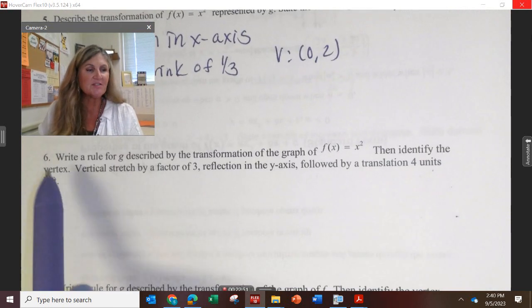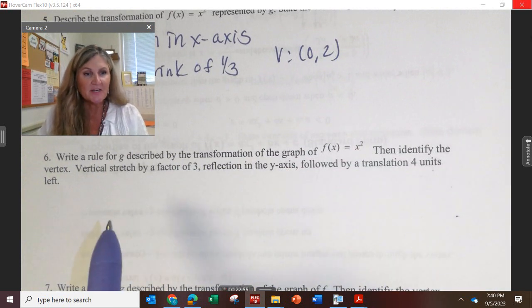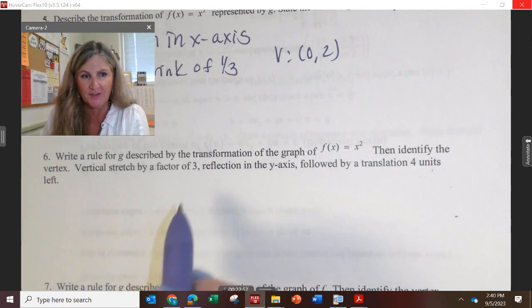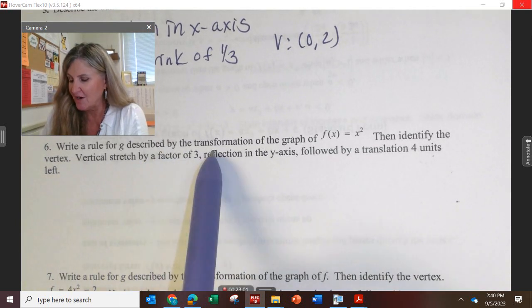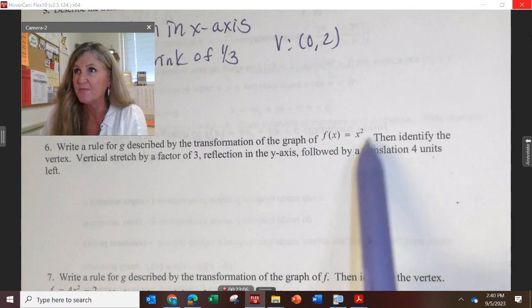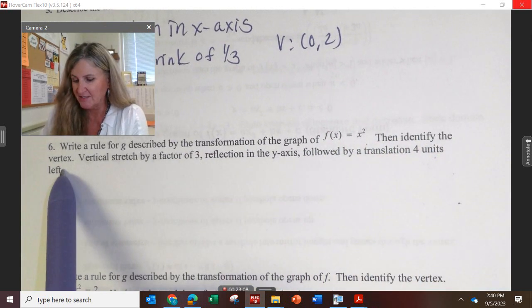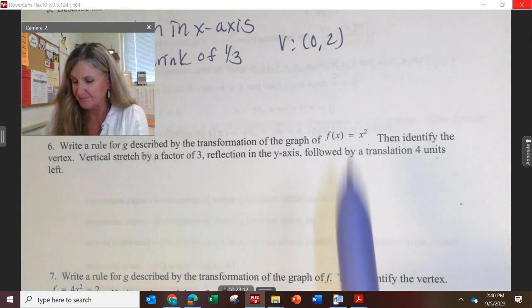All right, let's do number 6. Guys, this is the hardest one here, 6 and 7. So I'm going to do 6 with you, and then we'll see if you can figure out 7. Write a rule for g, described by the transformation of the graph of f of x equals x squared. Then identify the vertex. We're going to first do a vertical stretch by a factor of 3.